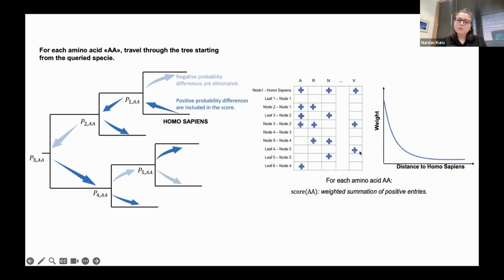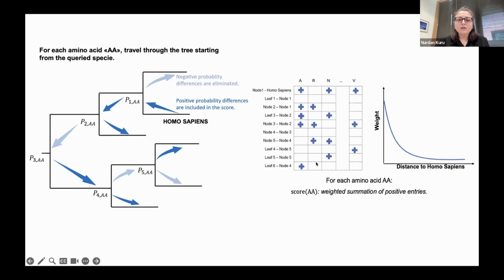Why weighted? Because remember, a substitution at gorilla or bird is not the same for humans. So if the location of change is far from human, its contribution to the tolerance score should decrease. If it is closer, we should increase the effect in terms of the tolerance score. So when the distance to human increases, we decrease the weight of this positive probability difference. So for each amino acid, the individual score is a weighted summation of positive probability differences.